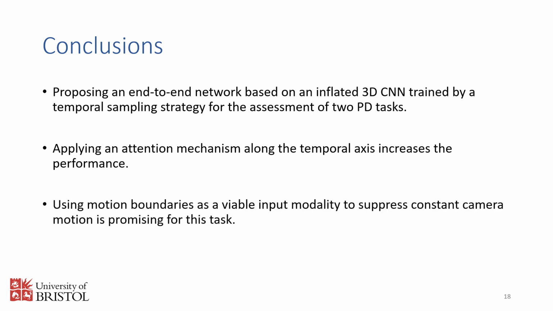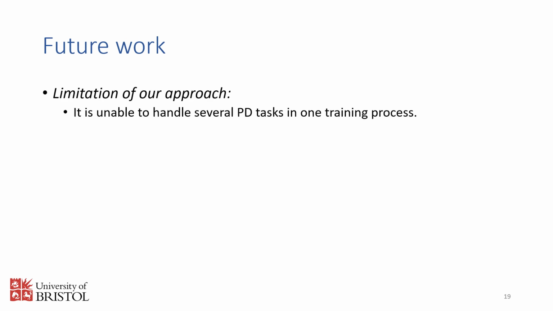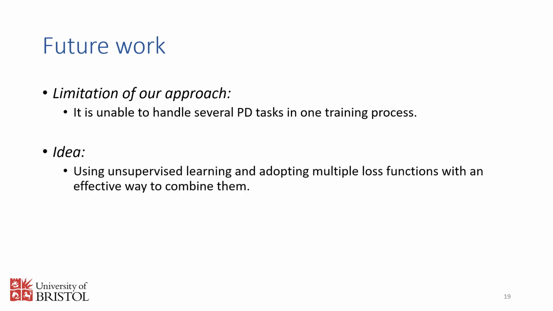We also proposed the use of motion boundaries as an extra input modality to suppress constant camera motion, and we showed its positive effect on the accuracy of our model on both Parkinson's disease tasks. A main limitation of our method is that it is unable to handle several Parkinson's disease tasks in one training process. To address this problem, as our future work, we are going to use unsupervised learning and adopt multiple loss functions with an effective way to combine them.